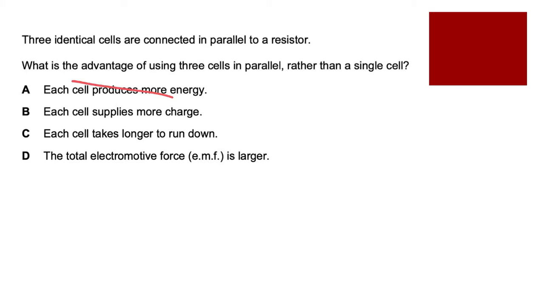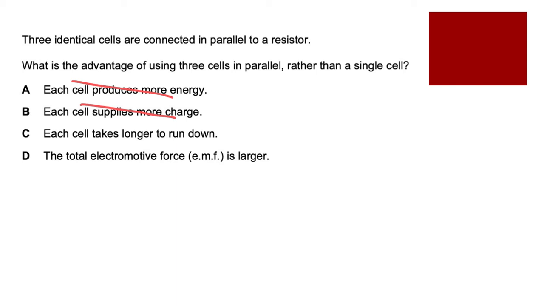Each cell supplies more charge. Well, remember, charge is related to the current. The amount of current is charge per time. Now, when I had them in parallel, did that cause the current to increase? No, in fact, it stayed the same. Each cell takes longer to run down.